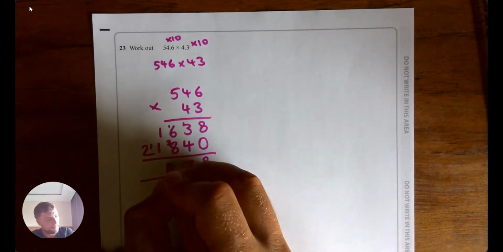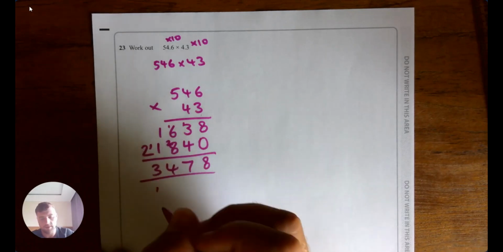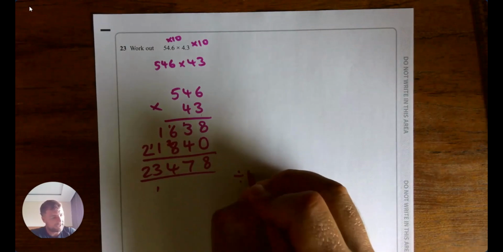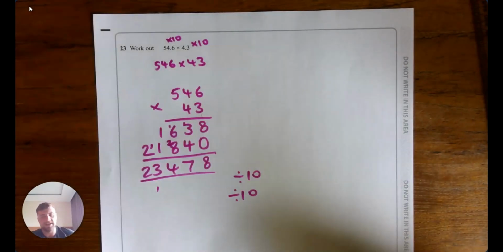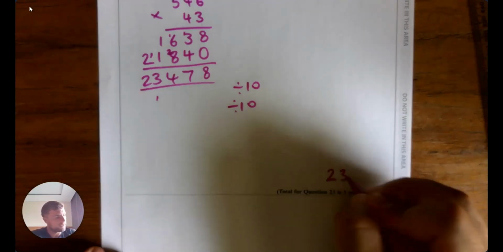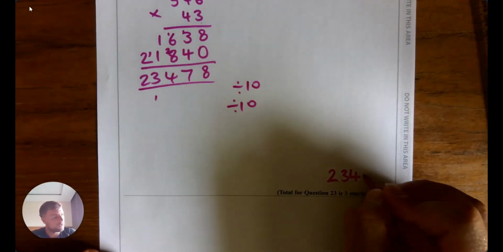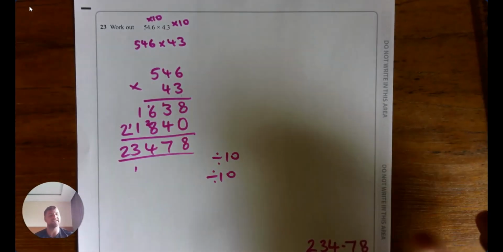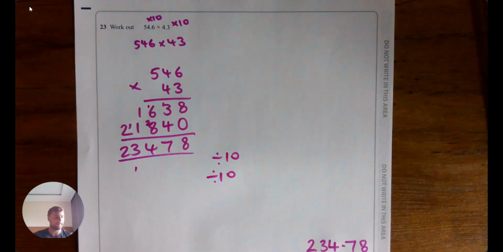Then we're going to add all this together. So we get 8, 7, 6 add 8, 14, 3, 2. So we get 23,478. But we times by 10 twice at the start. So we have to divide this by 10 twice at the end, or you can think about just dividing by 100. So our answer would be 234.78. So that's why I wrote it at the start, just to remind myself what I needed to then reverse at the end and divide by.